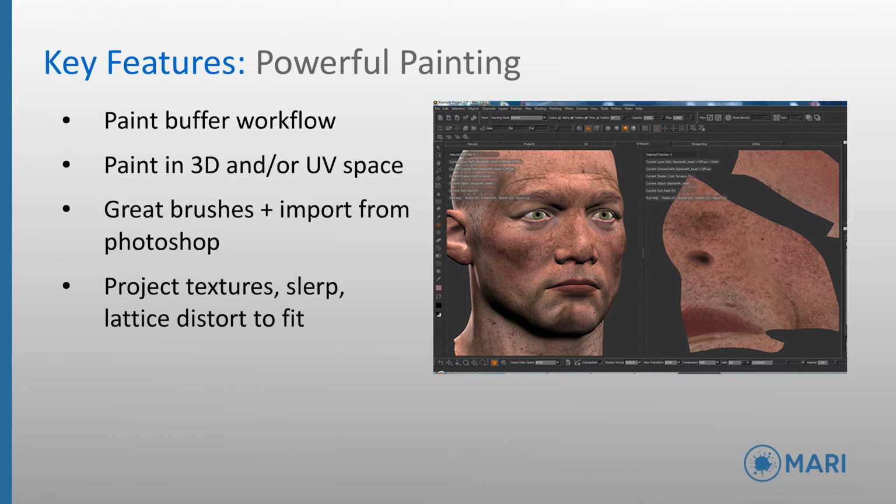Mari comes with an extensive range of brush customization, and Photoshop brushes can be imported. As well as this, a range of unique tools are the perfect match for 3D texturing, such as the ability to slurp, which is like Photoshop's liquefy, or lattice distort textures into place.